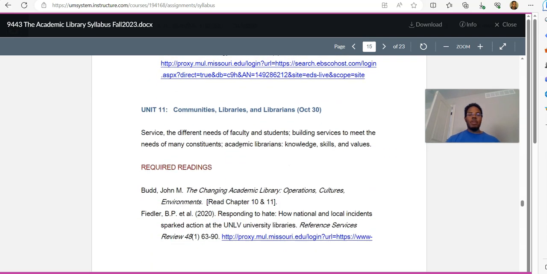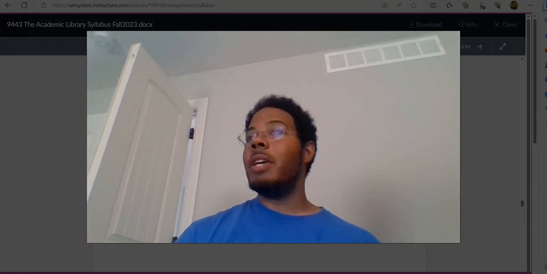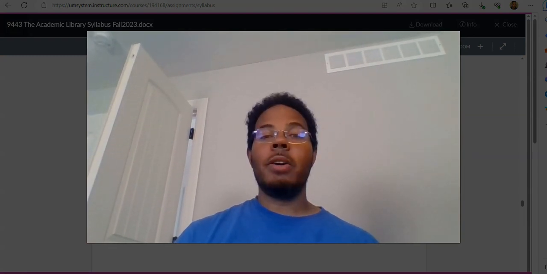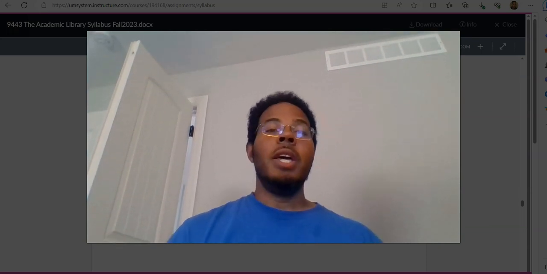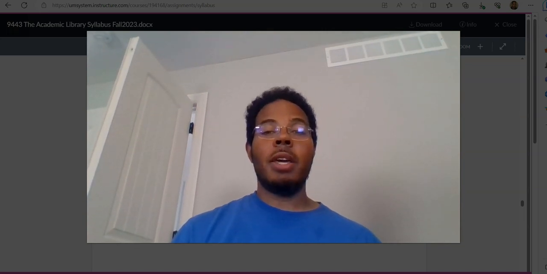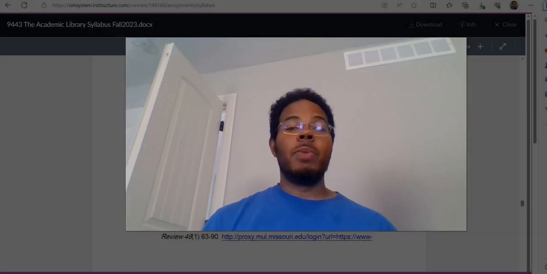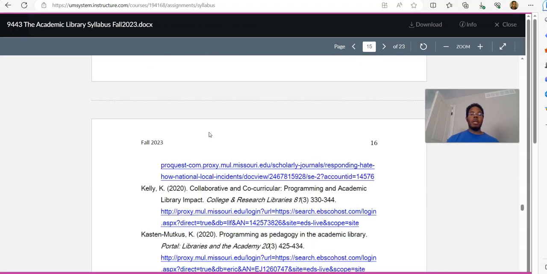Week number 11, communities, libraries, and librarians. So yeah, you got to get out there. The librarians actually fill quite a specific role in a lot of university libraries, and they do advocacy work. They're not just there answering questions for people. They actually do advocacy work on campus. So we want that from some of you all, and so you'll get a few ideas from unit number 11.